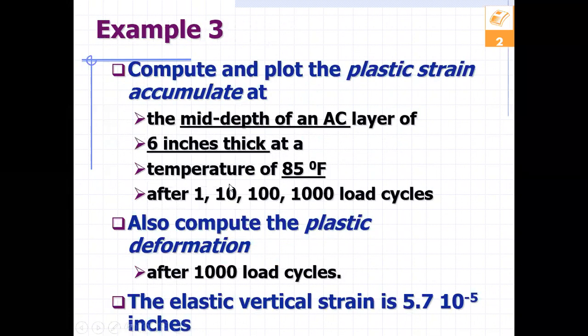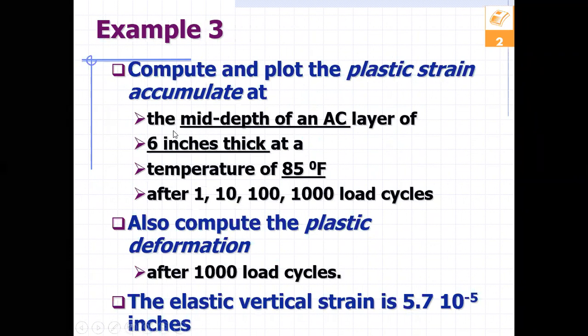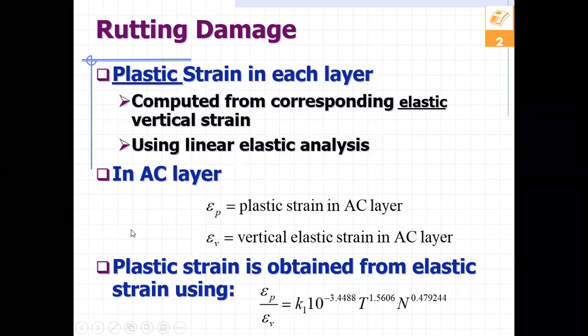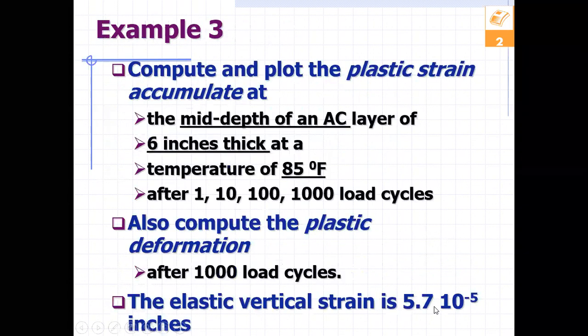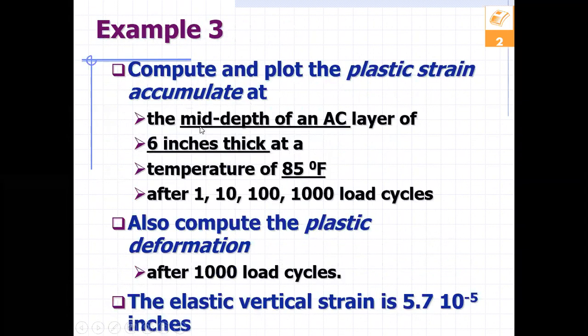So let's look at an example. We want to compute and plot the plastic strain. Plastic strain is this EP, and EP is coming from this equation, okay? And we're gonna do it at the mid depth of the asphalt cement, just for fun. And this is gonna have 6 inches. The temperature is gonna be 85, so it's gonna be a hot day. And we're gonna look at 1, 10, 100, and 1,000 load cycles, just so we understand how this works. And we're gonna calculate the plastic deformation after the 1,000 load cycles.